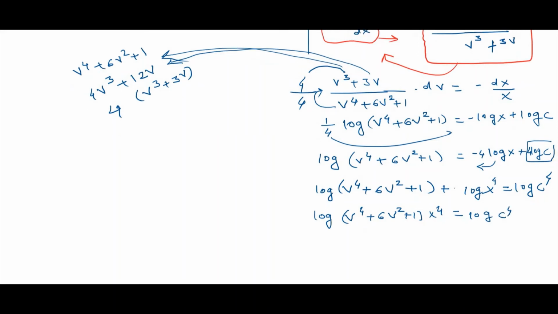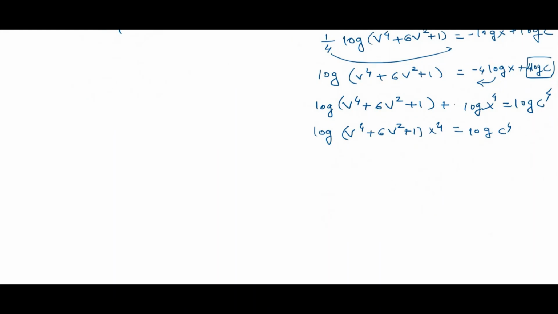Now put v is equal to y by x. So both the sides, the log gets cancelled. So v raised to 4 is nothing but y raised to 4 divided by x raised to 4, plus 6v square means 6 y square divided by x square, plus 1, bracket complete, into x raised to 4 is equal to c raised to 4. Both the sides, the log gets cancelled.